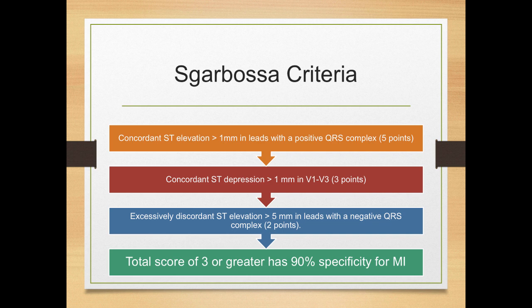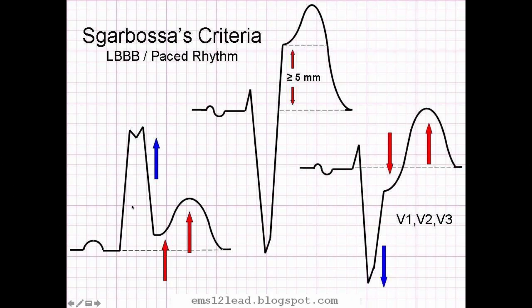So excessively discordant ST elevation. So all we need is a total score of 3 or greater to say, you know what? I think my patient, yeah, definitely has a left bundle branch block, but is also actively infarcting. So in these examples, this complex right here, we have concordant ST segment elevation. In a left bundle branch block, we should have discordant T waves. So we have an upright QRS complex. We should have a negative T wave. So upright QRS, negative T wave, but we don't here. We have concordance. We don't have discordance.